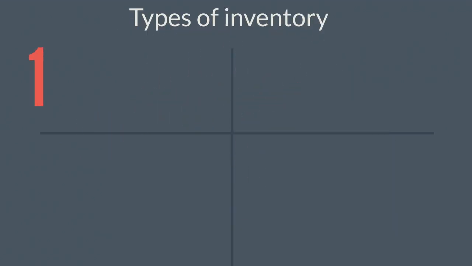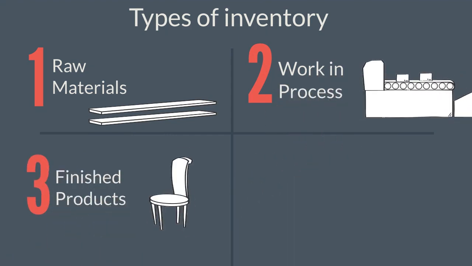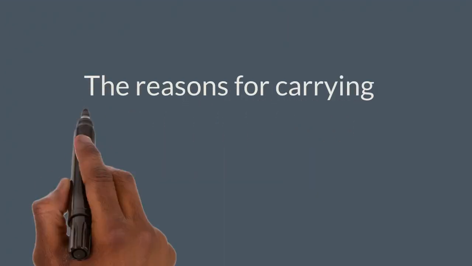There are four main types of inventory: raw materials, work in process, finished products, and MRO, maintenance, repair and operations inventory. And why do we hold inventory?